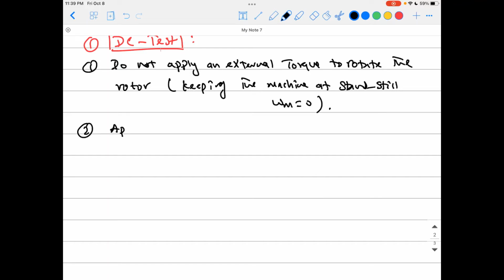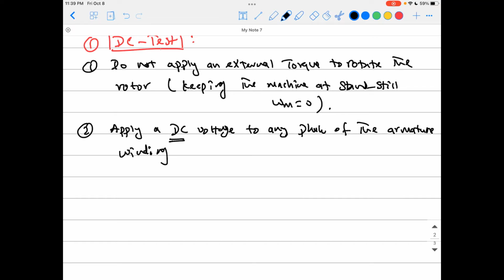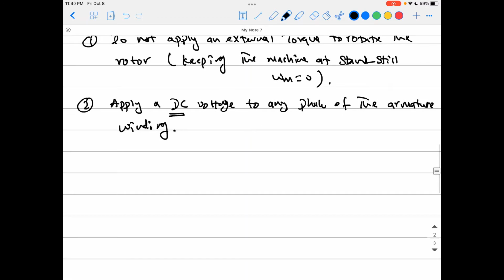The second step, apply a DC voltage, and that's why we call it the DC test, to any phase of the armature winding, which is the stator here. So you just pick a phase and apply a suitable amount of DC voltage on it. Again, any phase, because they are supposed to be all identical, so it doesn't matter. Okay, so you apply some DC voltage over this.